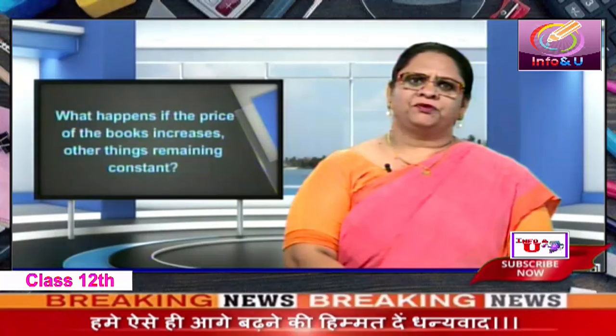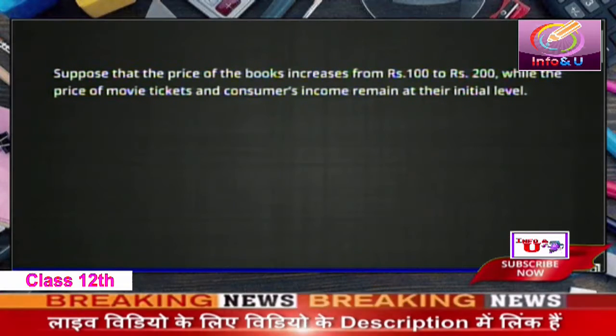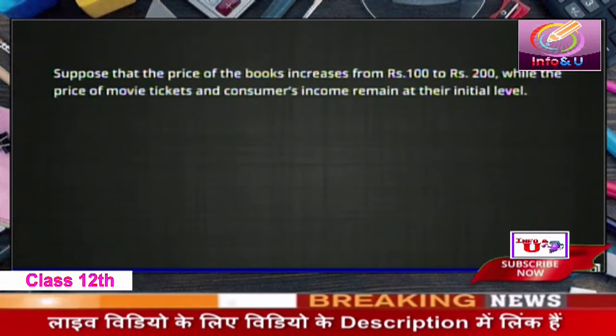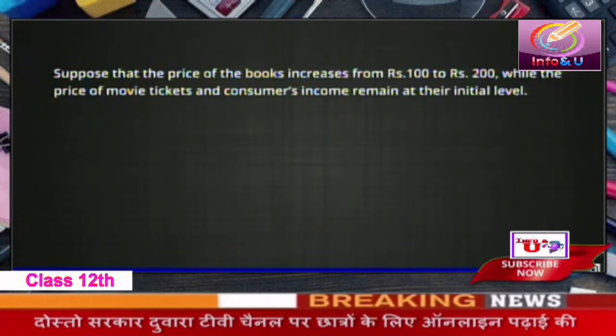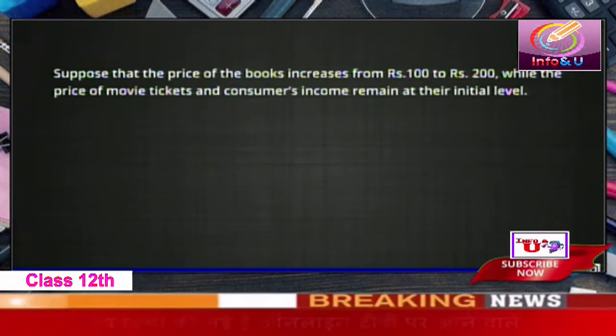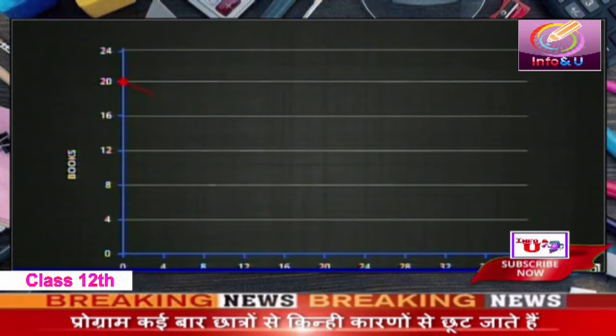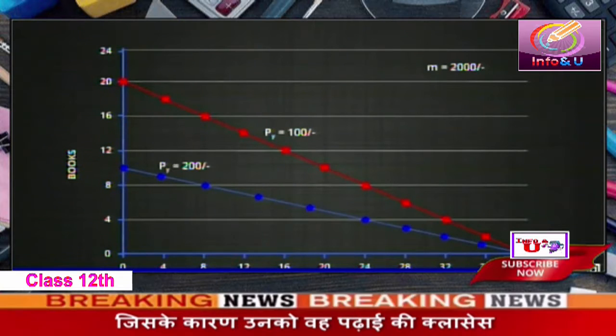What happens if the price of books increases, other things remaining constant? Suppose the price of books increases from rupees 100 to 200, while the price of the movie tickets and consumer's income remain unchanged. The diagram given here shows these changes. The blue line is the new budget line.